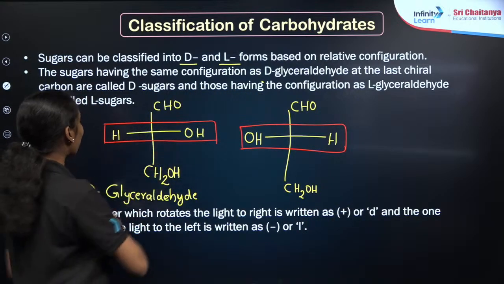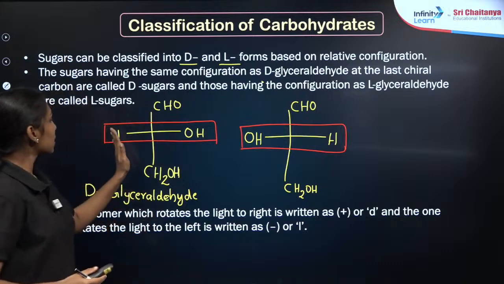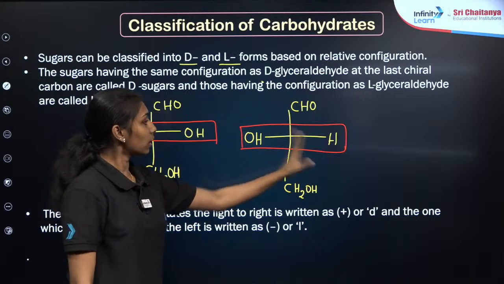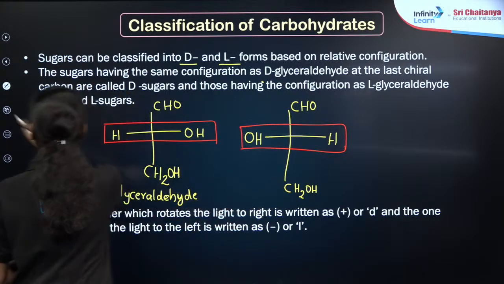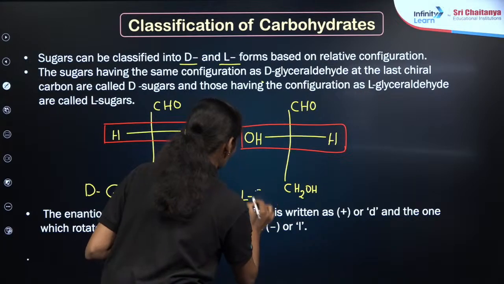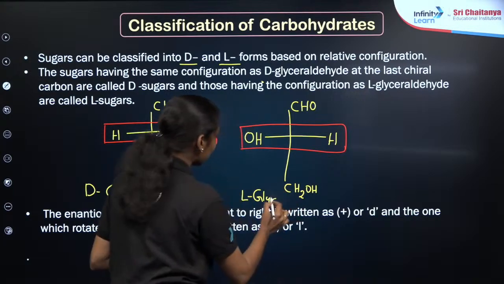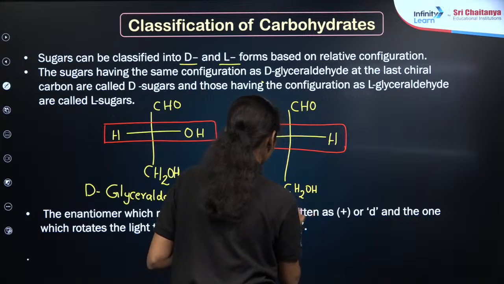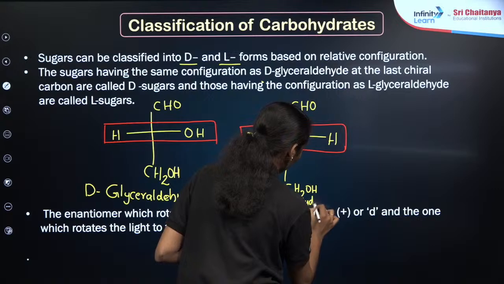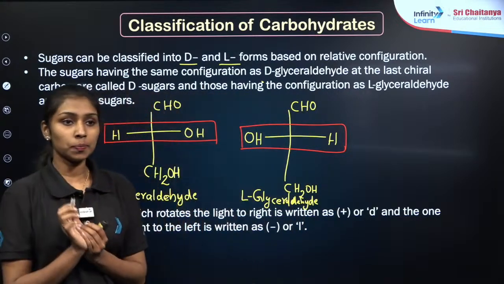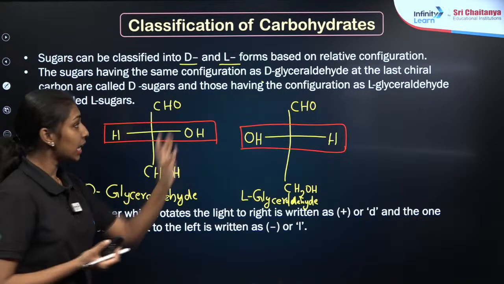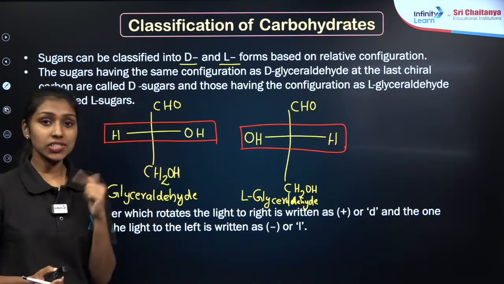As you can see over here, I have highlighted it by using a red mark. Here the hydrogen is on the left side and OH is on the right side. And for this one, it is just the opposite, which means that this is L-glyceraldehyde. So whenever we have any carbohydrate, we can compare it with the structure of glyceraldehyde so that we can give the name of the particular compound as D form and L form. Clear?